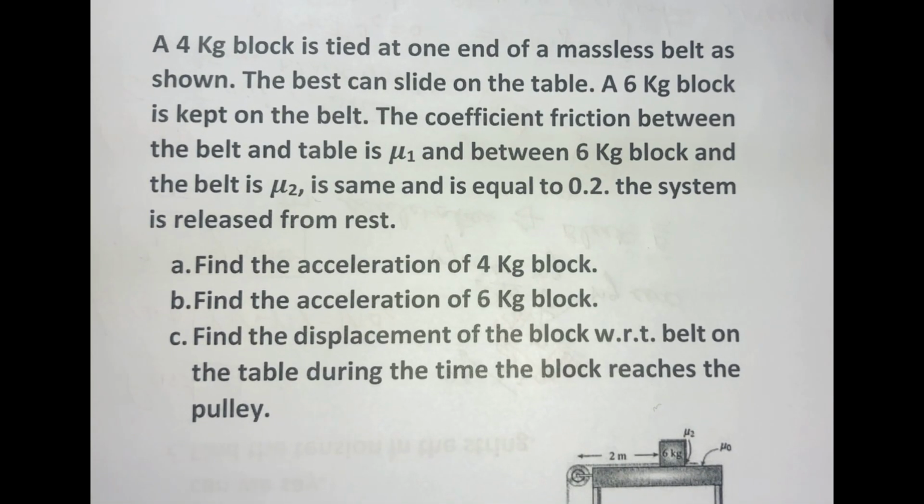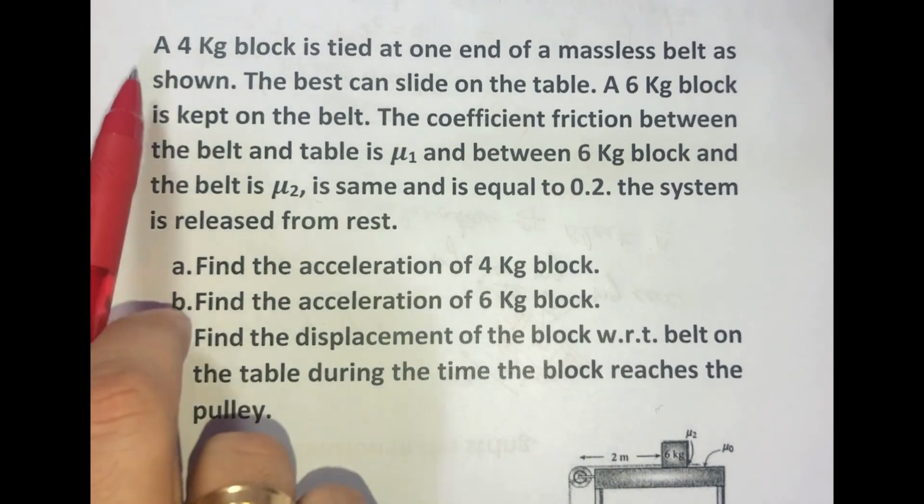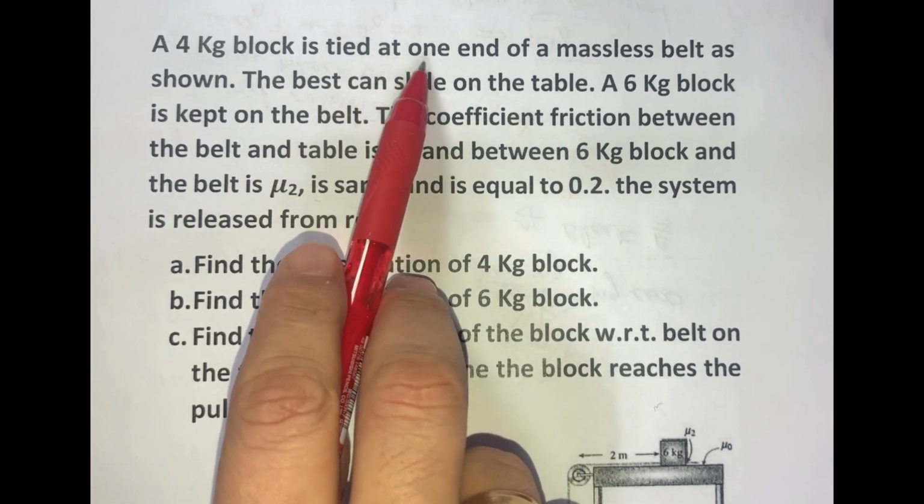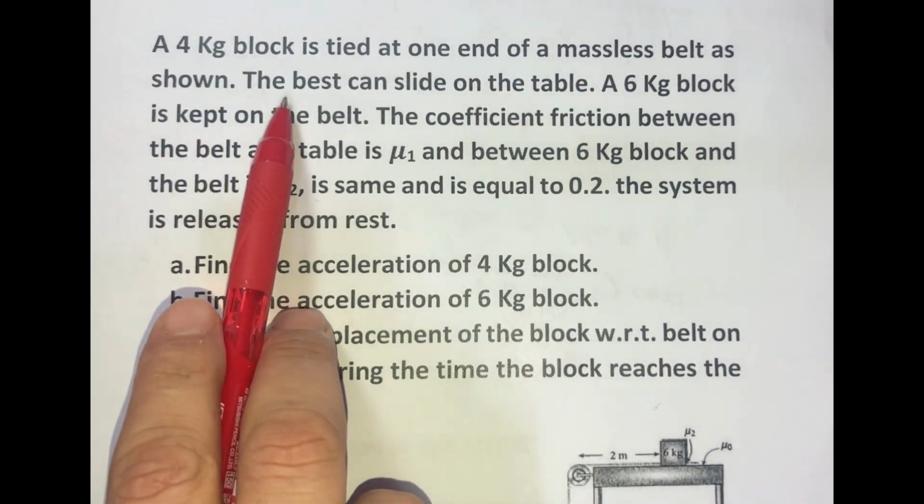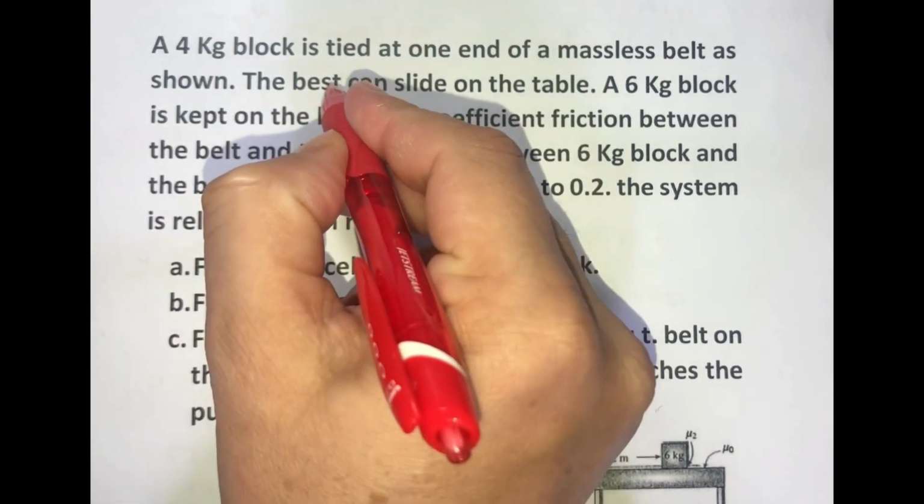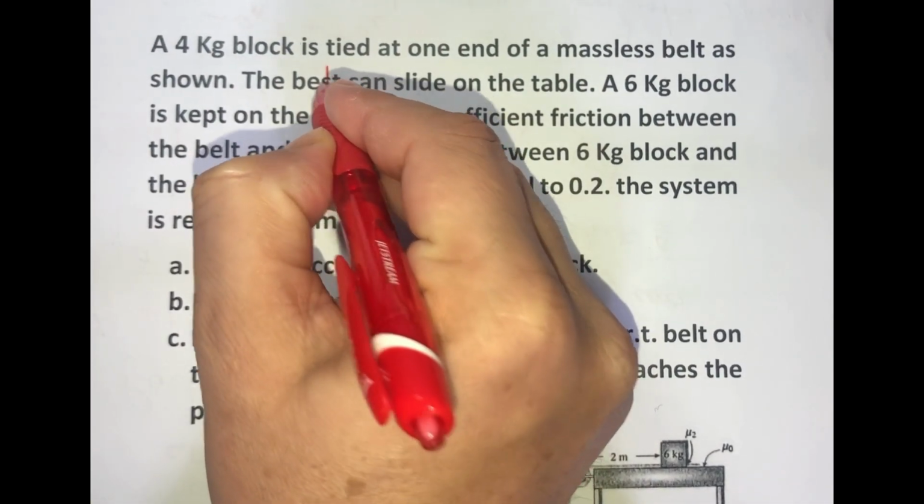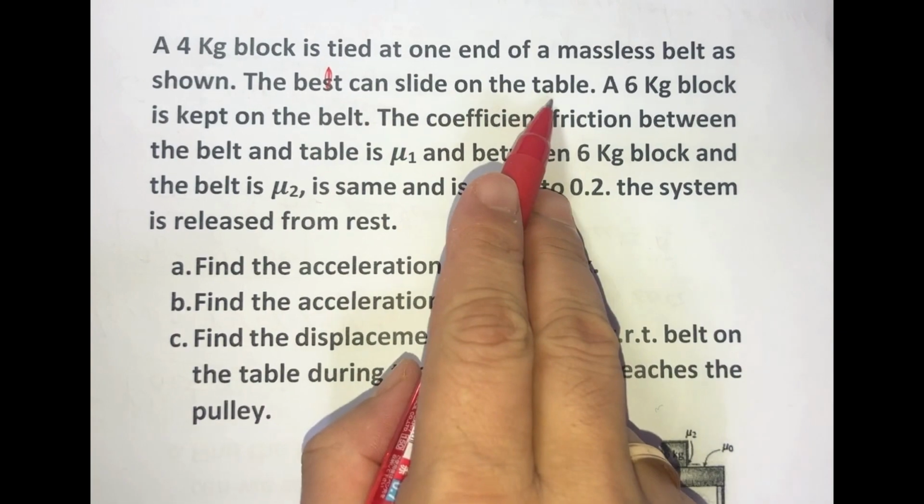Hello friends, today's question. A 4 kg block is tied at one end of the massless belt as shown. The belt, it should be belt, not vest. The belt can slide on the table.